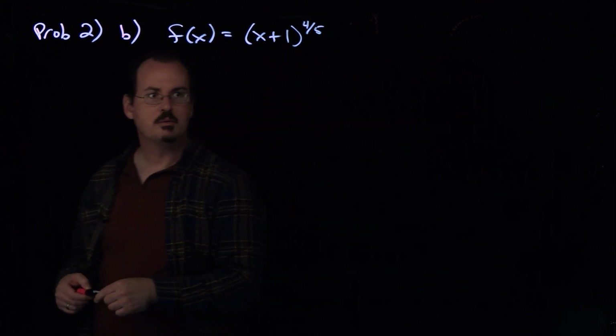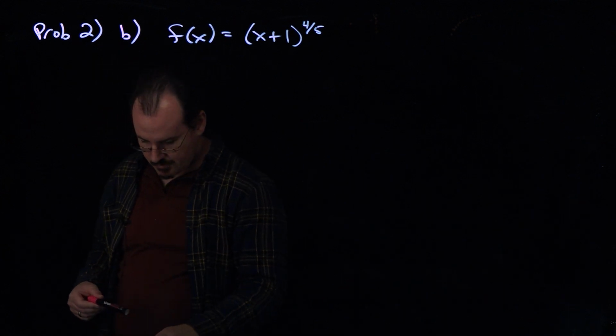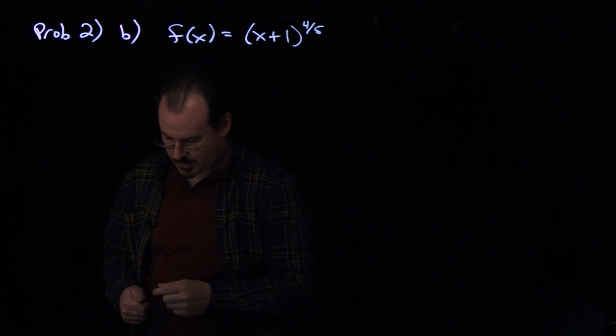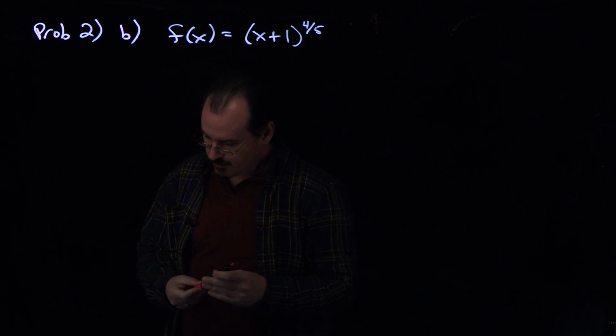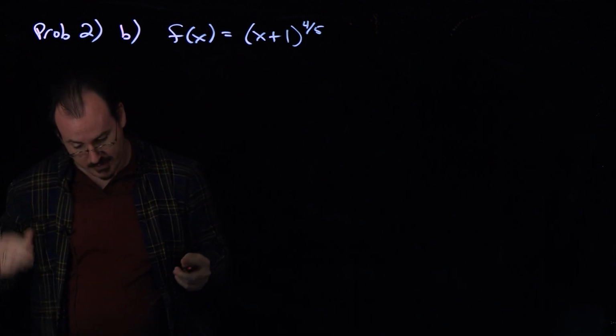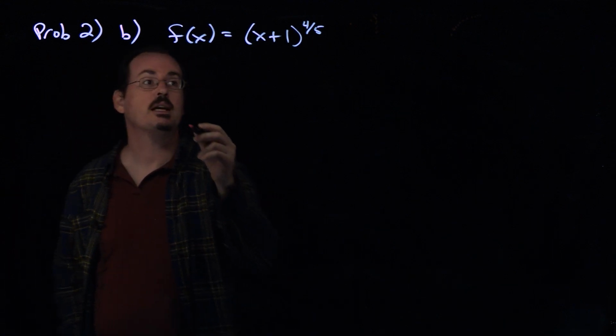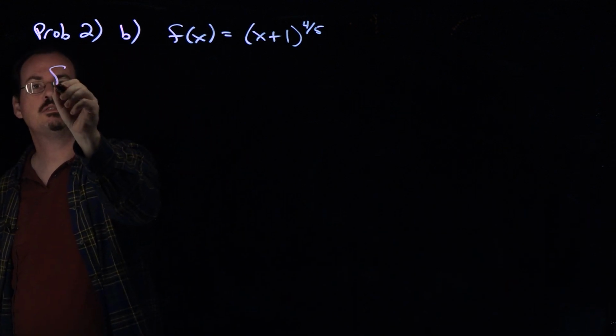We're doing problem 2, part B, section 5.1. So this is the functions, same questions as for part A. Find the critical numbers, find where the function is increasing or decreasing. So as usual, we start out by taking the derivative.